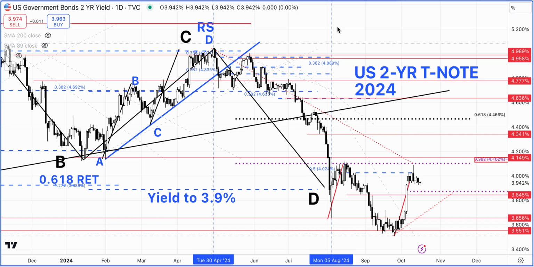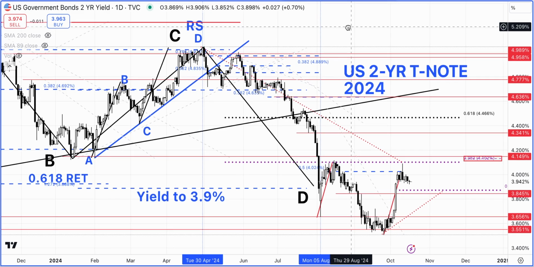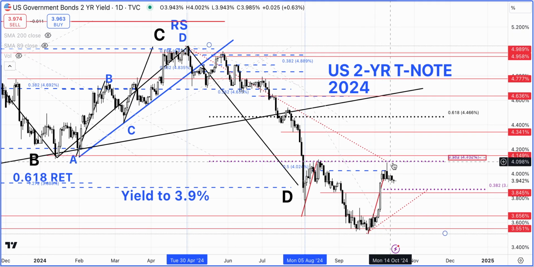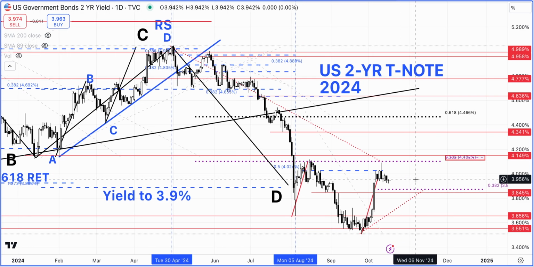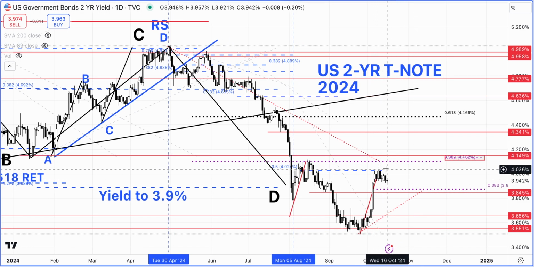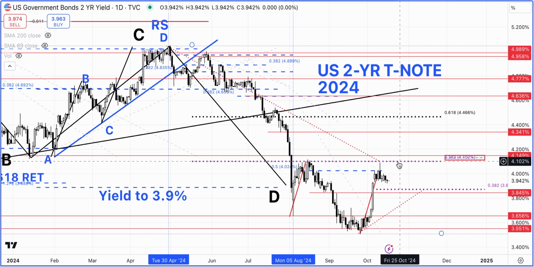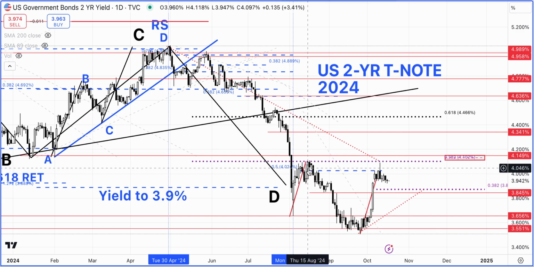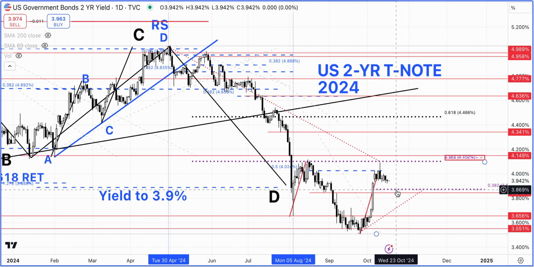So let's start by taking a look at the daily chart of the US 2-year Treasury note. So we had been discussing that ever since it actually reached pretty much the 38.2% retracement, we were expecting possible resistance around here also from the structure from left hand side. So we have seen a pullback. So the yields on the 2-year Treasury note, they have actually moved a little bit lower.